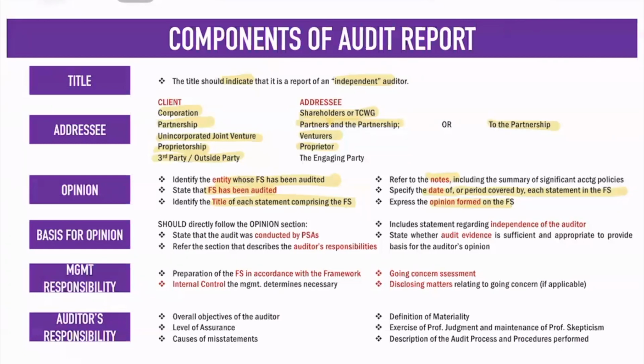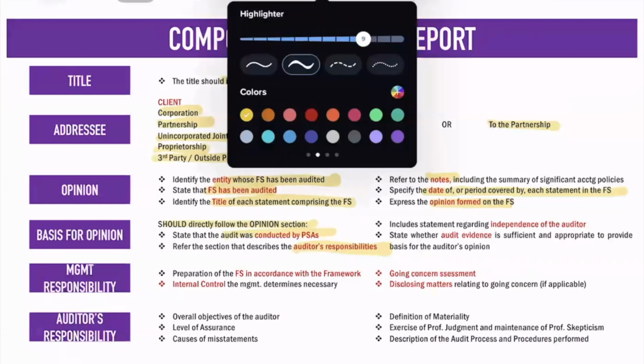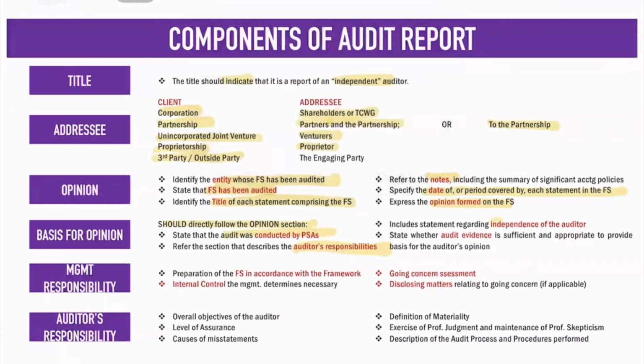Next, we also have your basis for opinion. So after your opinion, we have your basis for opinion section. Under your basis for opinion section, you state that the audit was conducted pursuant to the Philippine Standards on Auditing. You refer to the section that describes the auditor's responsibilities. So this determines the responsibility of the auditor as to the assurance given, the materiality, the professional judgment, skepticism, and the audit process. Also, you include the statement regarding the independence of the auditor, and state whether the audit evidence is sufficient and appropriate.